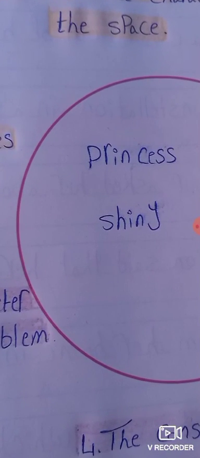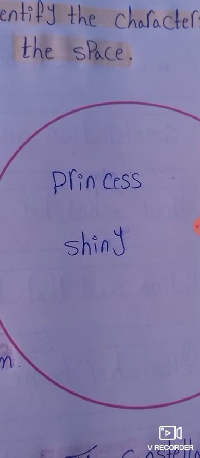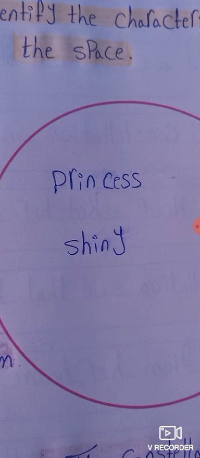The title here is Brainstorming My Story. How can I think to make a story? We have the big circle. We will write in the big circle the ideas that we will talk about. And in the small circle inside the big circle, we will write the title of the story. The title of the story here is Princess Shiny.